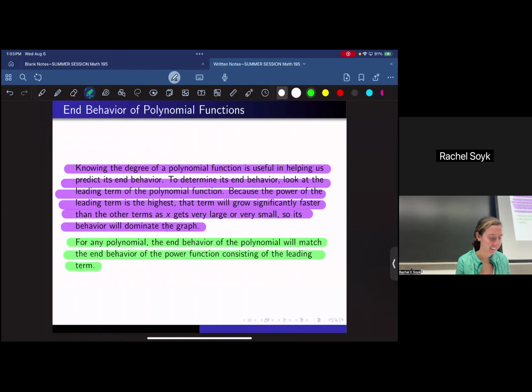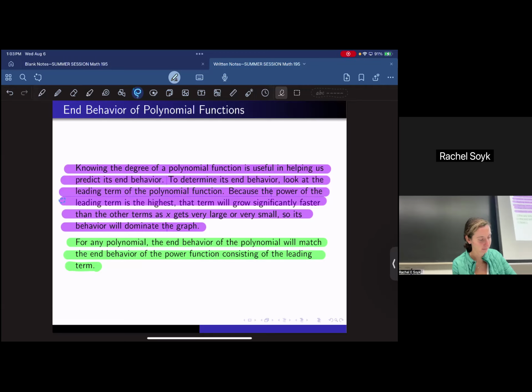Ariana: Knowing the degree of a polynomial function used to help us predict its end behavior. To determine its end behavior, look at the leading term of the polynomial function. Because the power of the leading term is the highest, that term will grow significantly faster than the other terms as x gets very large, very small, so the leading term will dominate the graph. Thank you. And then green, Alexandra: The end behavior of the polynomial function and the behavior of the power function consisting of its leading term. Good. Thank you.